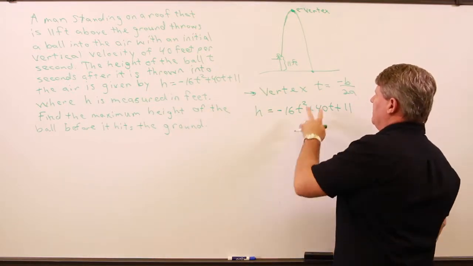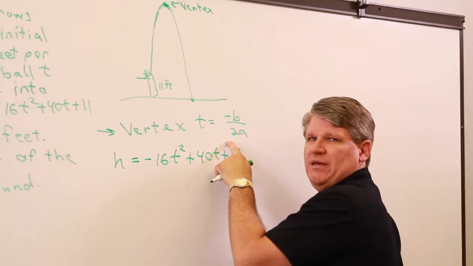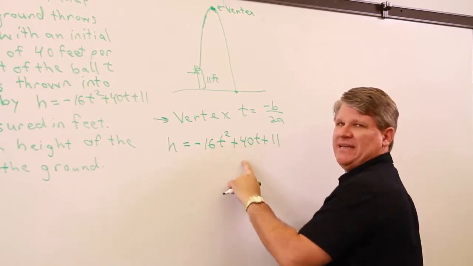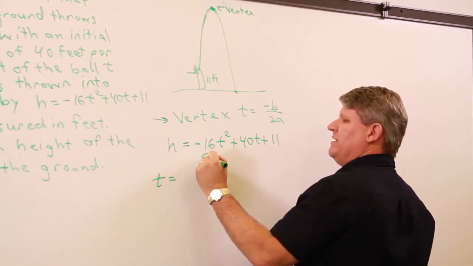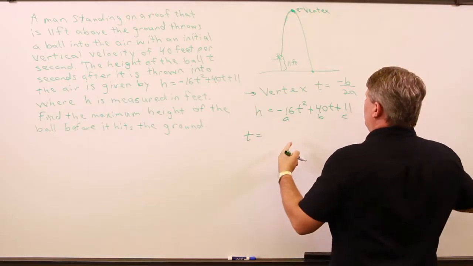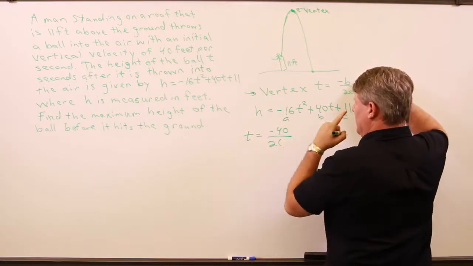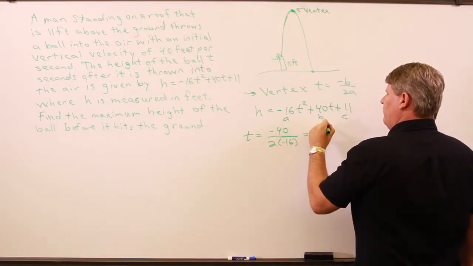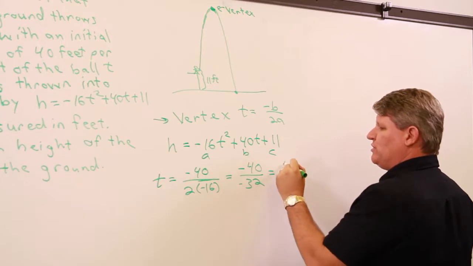Now, one thing about this, the vertex shortcut formula that we use, normally it's x is equal to negative b over 2a. I'm using t is equal to negative b over 2a because in this problem, my t's are acting as my x. So t is equal to, remember, a is negative 16, b is 40, and c is 11. So t equals negative b, so that would be negative 40 over 2 times a, where a is my negative 16. That would be negative 40 over negative 32. That's a fraction that I can reduce to 5 over 4.